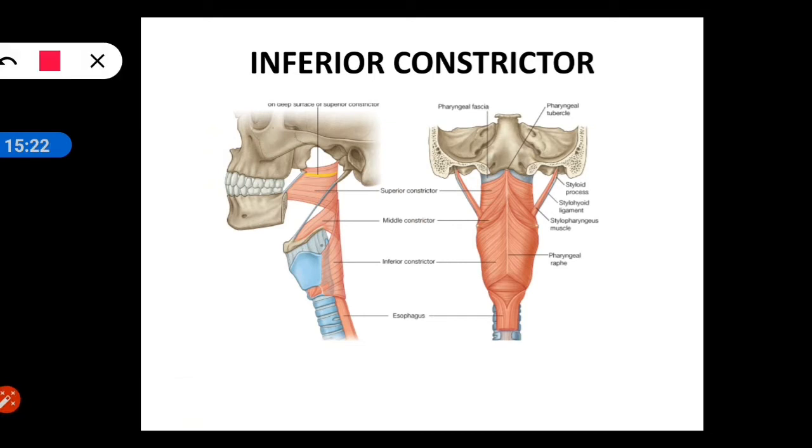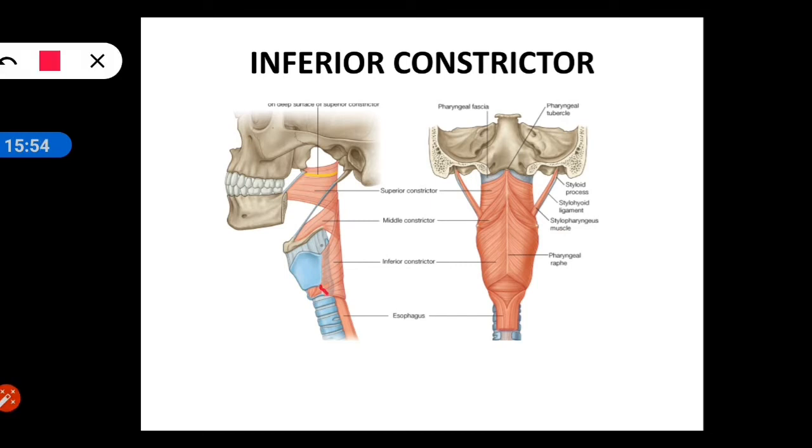The inferior constrictor muscle consists of two parts, the thyropharyngeus and the cricopharyngeus. Let us see the origin and insertion of these two muscles. Thyropharyngeus muscle arises from the oblique line on the thyroid cartilage and also the inferior cornu of the thyroid cartilage. These fibers pass upwards and backwards and they are inserted into the median fibrous raphe.